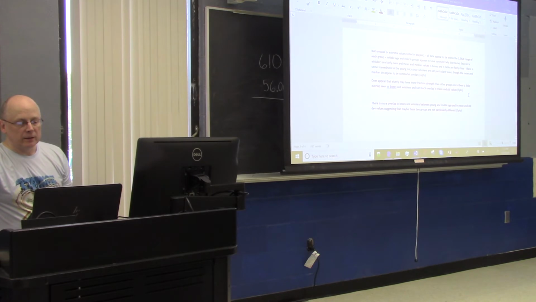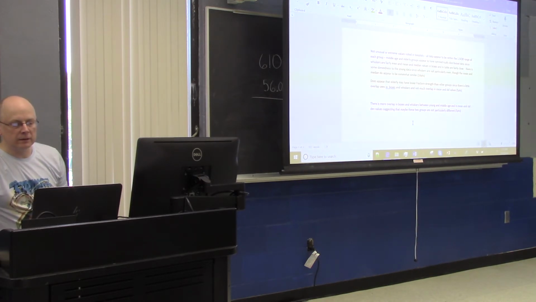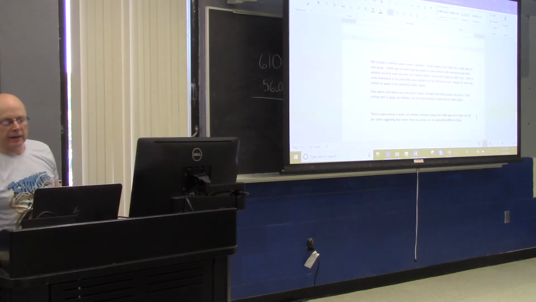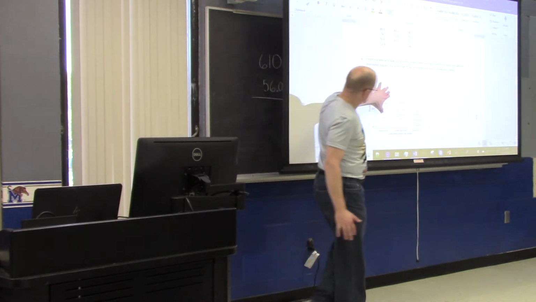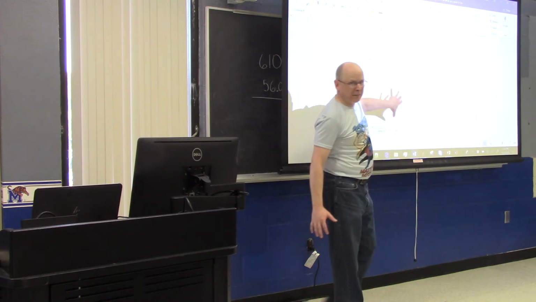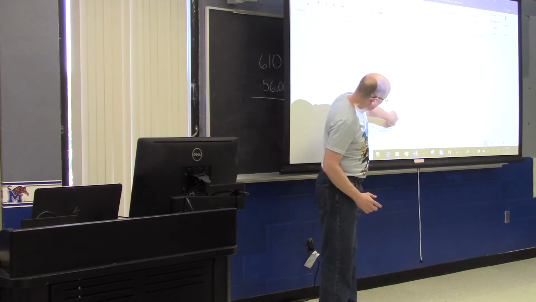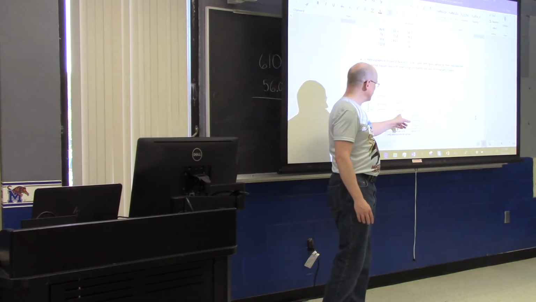And then the last thing: there's more overlap in boxes and whiskers between young and middle. Okay, what he's saying here is that these two are overlapping so much that they really might not be different at all. Even though there's a suggestion that there might be, there's so much overlap that it's very possible there's not a significant difference.